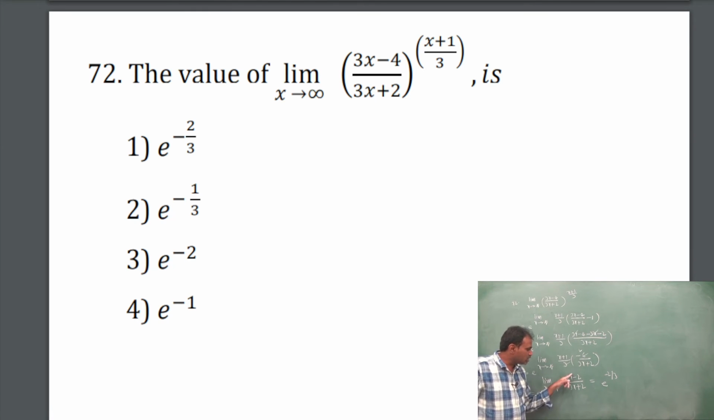Here, numerator degree and denominator degree are the same. Therefore, those coefficients you have to take. That is −2 by 3. Therefore, e power −2 by 3. Therefore, option 1 is right. Next question.